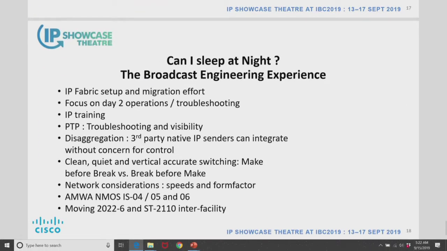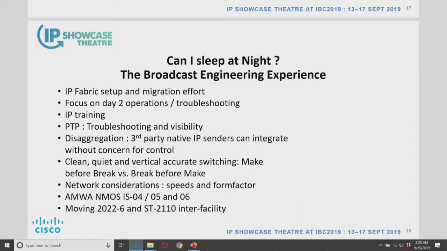So we'll wrap up with: can I sleep at night? My operation is running, can I sleep at night? And the answer is, it really depends. How deep do you want to sleep? Fabric setup is, you set it and you leave it running. So with an IP fabric for media, you set it up, you run. The issue is day 2 operations and troubleshooting.